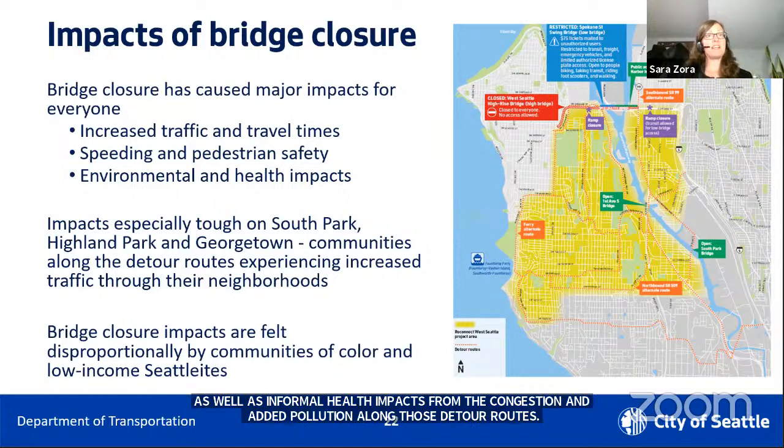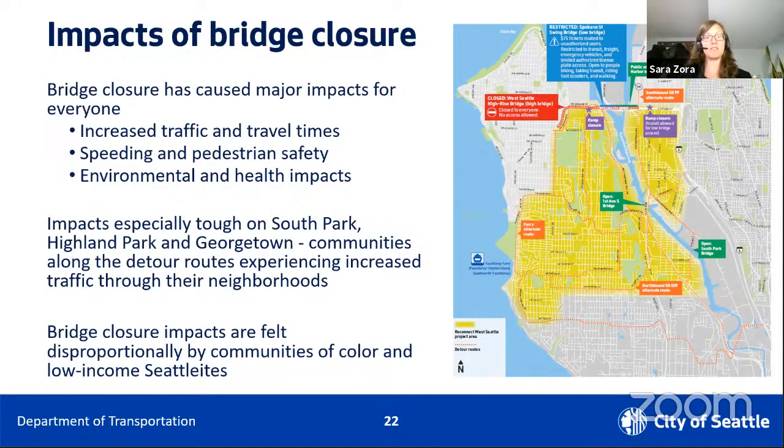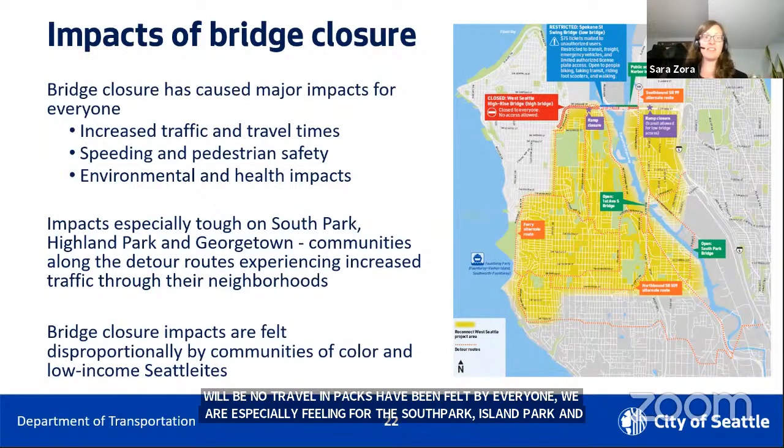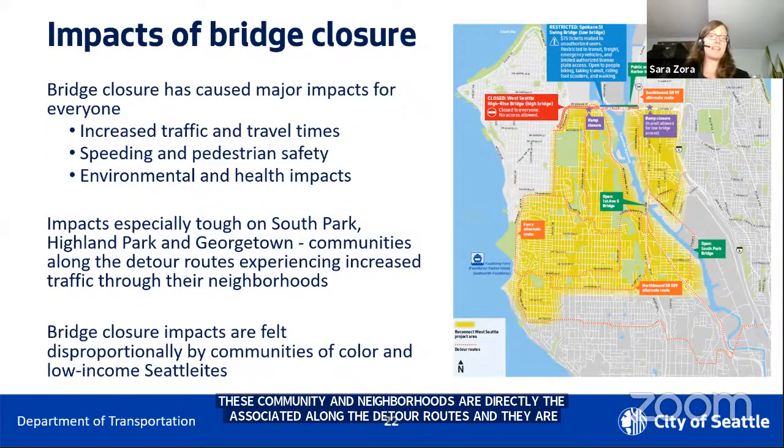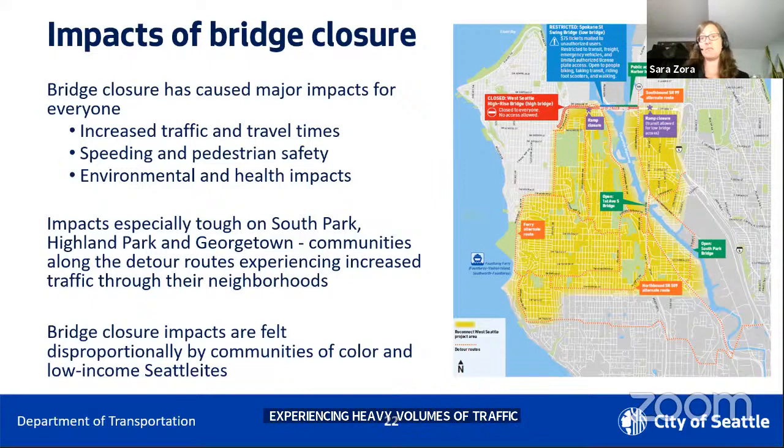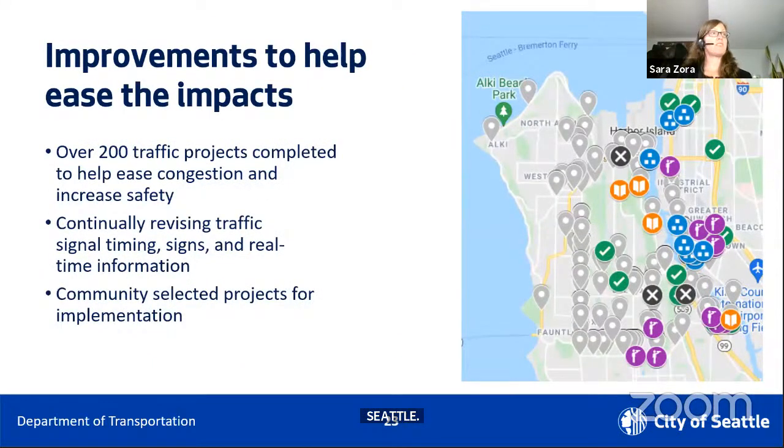While we know the travel impacts have been felt by everyone, we are especially feeling for the South Park, Highland Park, and Georgetown communities. These communities and neighborhoods are directly associated along the detour routes, and they're experiencing heavy volumes of traffic as well as cut through traffic in their neighborhoods. So the bridge closures impacts have been felt disproportionately by communities of color and lower income Seattleites.